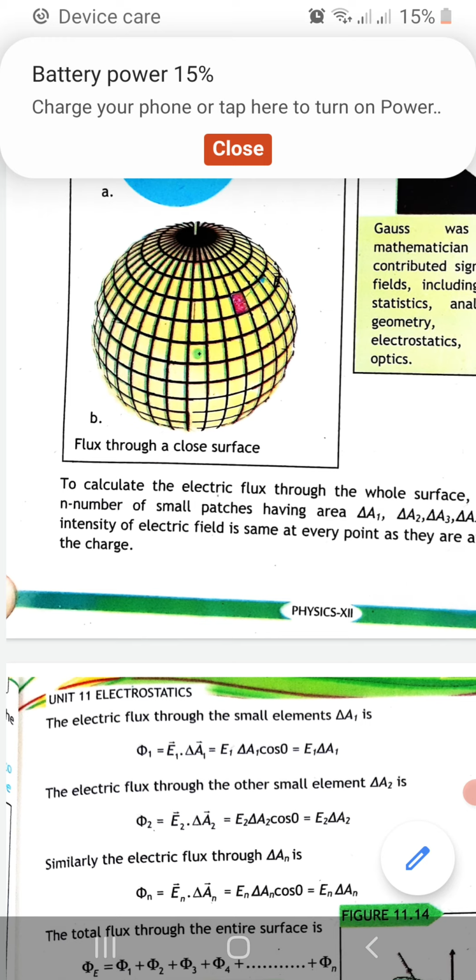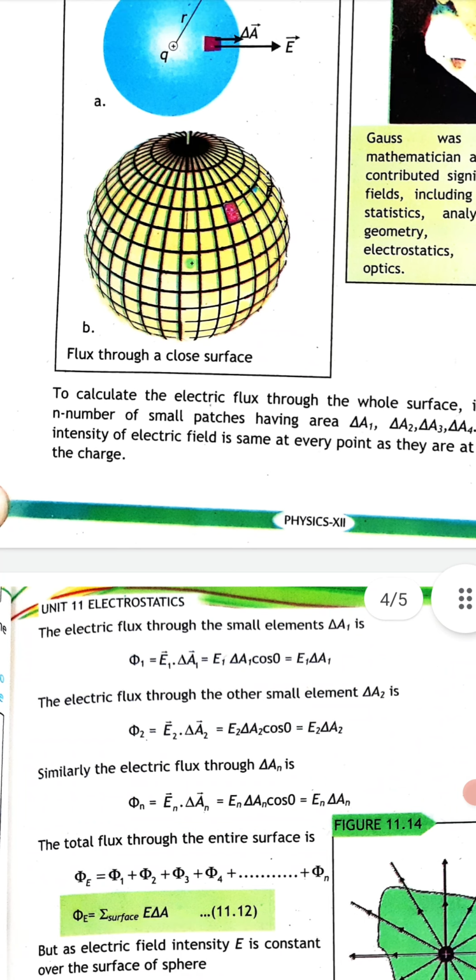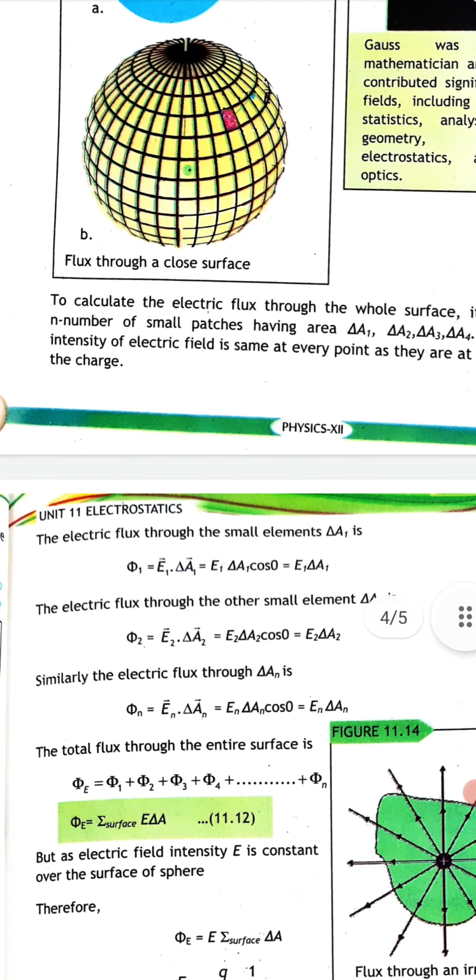So E1 dot delta A1. This is the electric flux through one of the segments of this closed surface, say delta A1. Similarly, the electric flux through the other small element, say delta A2, is equal to E dot delta A2. Once again, this segment and the electric field will be in the same direction, so theta is 0 and cos 0 is 1. So this equation reduces to E2 delta A2.